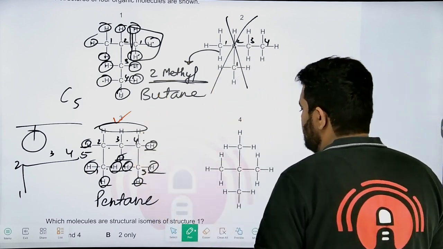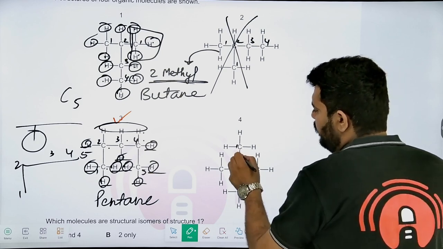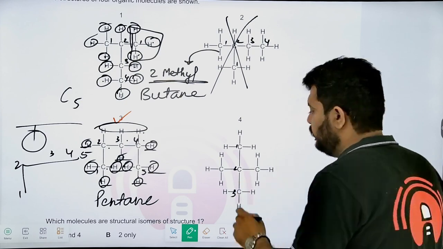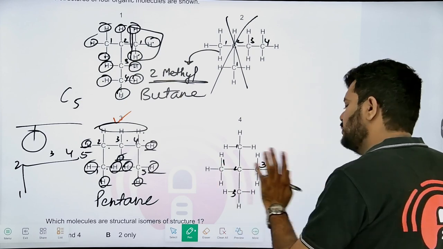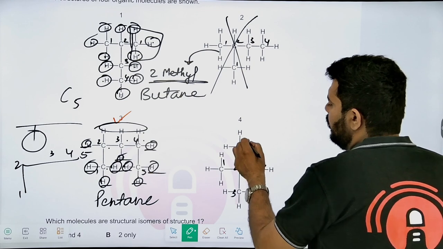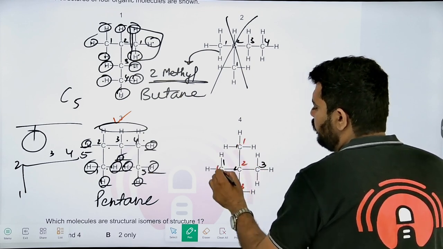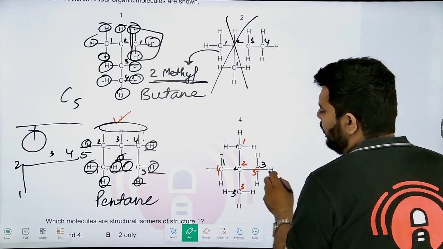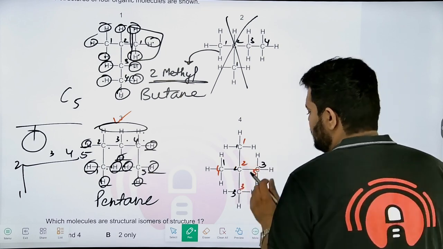So this is an isomer. Let's look at this also. 1, 2 and 3. Right? This is the longest chain. If you go like this it is also 1, 2 and 3. This is the longest chain. But number of carbon 1, 2, 3, 4 and 5. There are 5 carbon. So with that in mind and it being an alkane, let's name this.